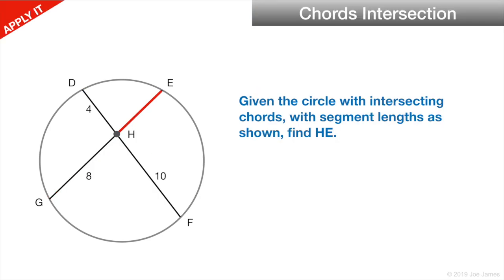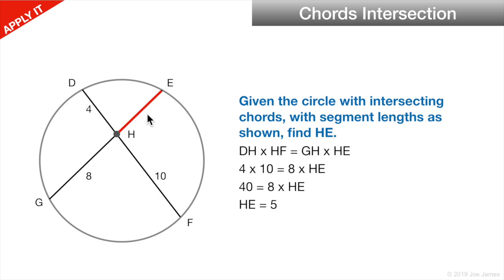So here's a sample problem. Given the circle with intersecting chords with segment lengths as shown, find HE. We're looking for this red distance here. Well, look, we're given these three lengths. How can we find that? This isn't very intuitive. But since we just learned that the product of 4 and 10 is equal to the product of 8 and HE, it's pretty easy to multiply this out. So we just set 4 times 10 equals 8 times HE. We multiply this out, 40 equals 8 times HE. We divide both sides by 8, and we get HE is 5. So this length is 5.